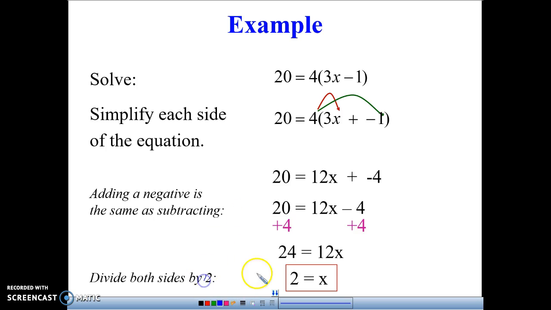I have to fix my PowerPoint. Now, double check. Replace x with 2. 3 times 2 is 6. 6 subtract 1 is 5. And 4 times 5 is 20. Check. Okay? Always double check.